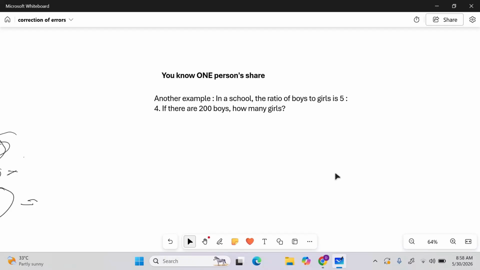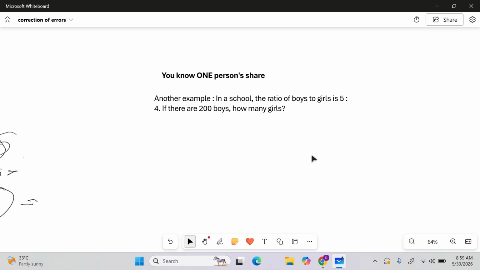Okay, so another example. In a school, the ratio of boys to girls is 5 to 4. If there are 200 boys, how many girls? So this one is the same thing. We're not going to find the total ratio because it didn't give us the total number of students in the school. They've given us only the boys. So the same thing, we use the boys' ratio to divide the boys' number.